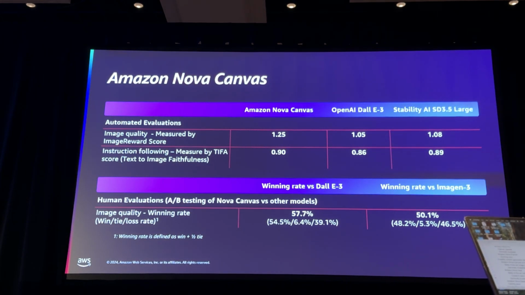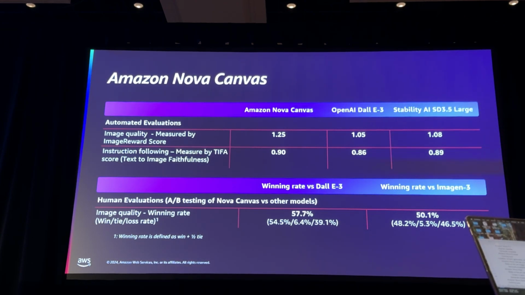Now, this is the model card that we have published for this model. There are more details available in the technical report that we have published as well, comparing to more models. But we benchmark Canvas against popular state-of-the-art image generation models on two benchmarks. For the automated evaluations, we use Image Reward that measures the image quality, and we use TIFA that measures the instruction following, or the text-to-image prompt adherence.